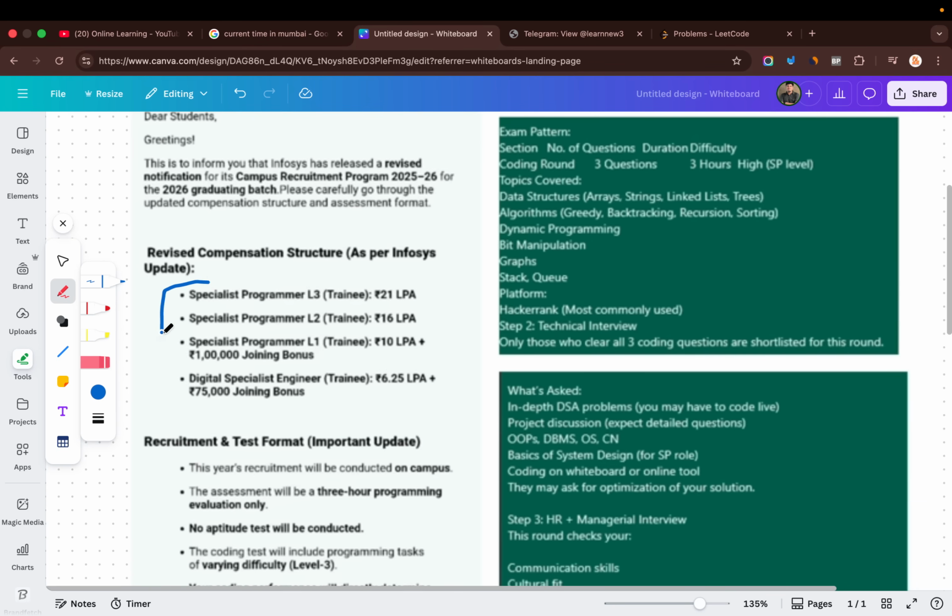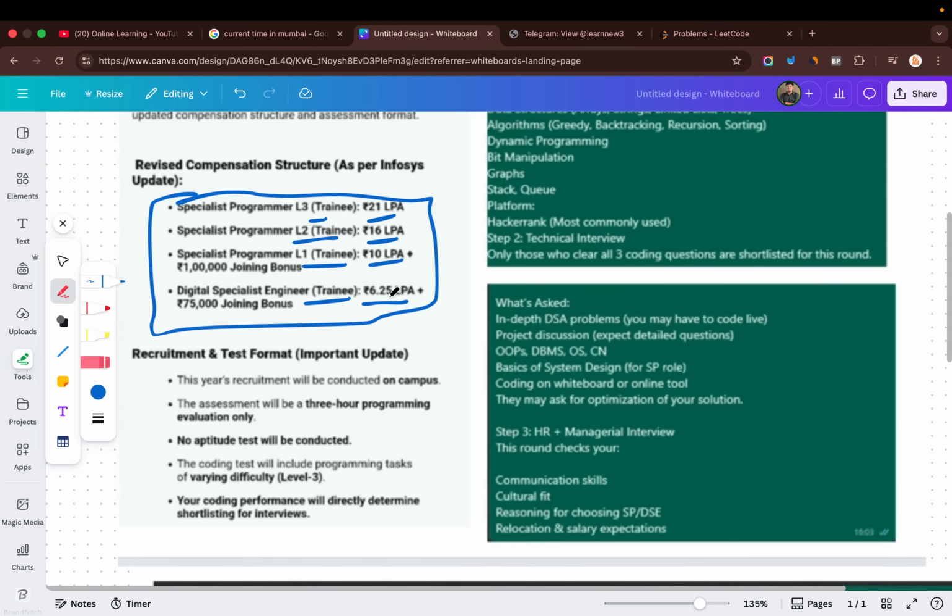This is the same package that is offered in on-campus and off-campus both. 6.25 LPA digital specialist trainee, specialist programmer L1 trainee 10 LPA, L2 trainee 16 LPA, L3 trainee 21 LPA. They mentioned that there is a 3 hour programming evaluation, no aptitude test, level 3 will be there. Your coding performance will directly determine shortlisting for interview.